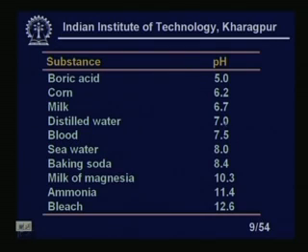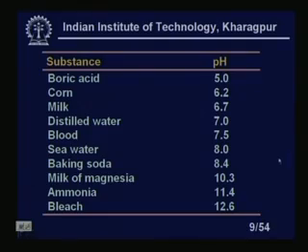Now, if it crosses 7, it becomes alkaline. Blood is 7.5; as I told you, its range lies from 7.35 to 7.4 or 7.5, so we have given the value 7.5. Sea water is alkaline, at 8, baking soda 8.4, milk of magnesia 10.3, ammonia 11.4, which is quite highly alkaline. Bleach is even higher, at 12.6. This is the range of the pH values for the different commonly used substances.